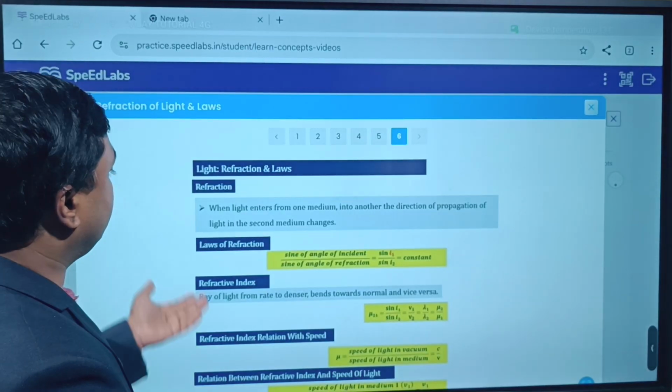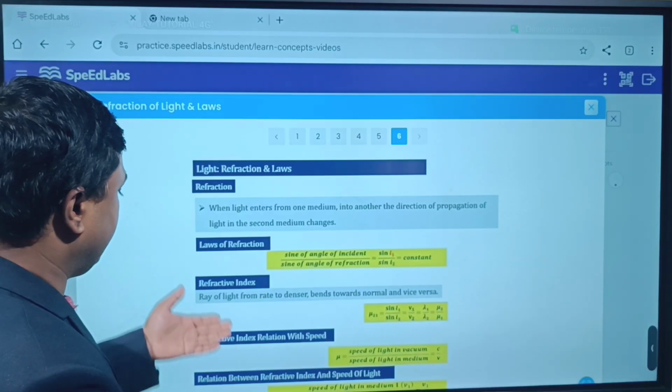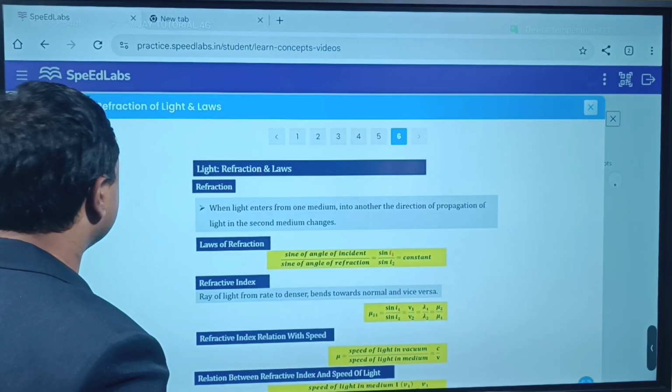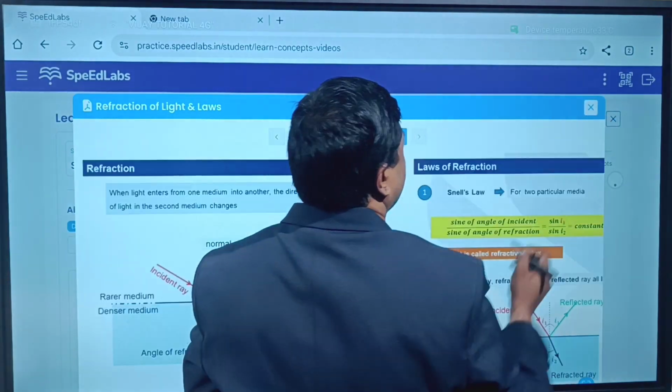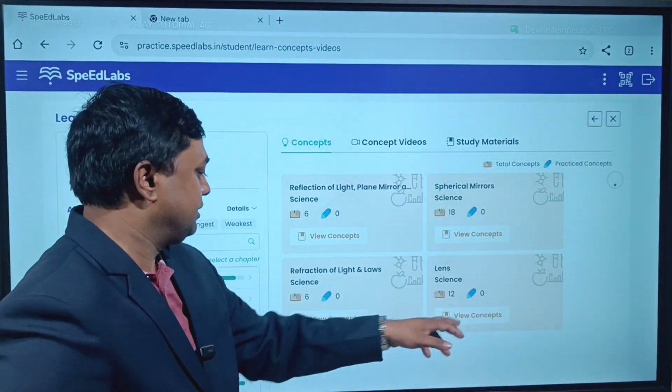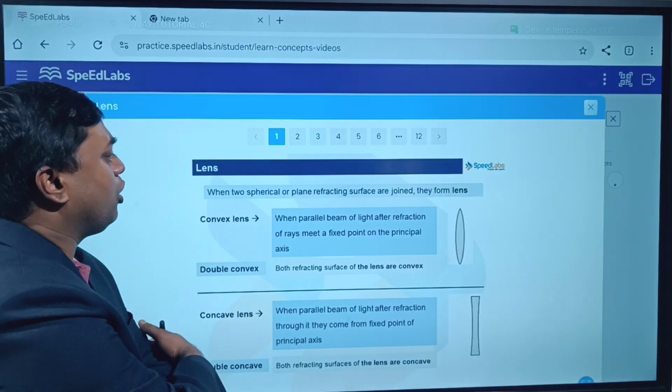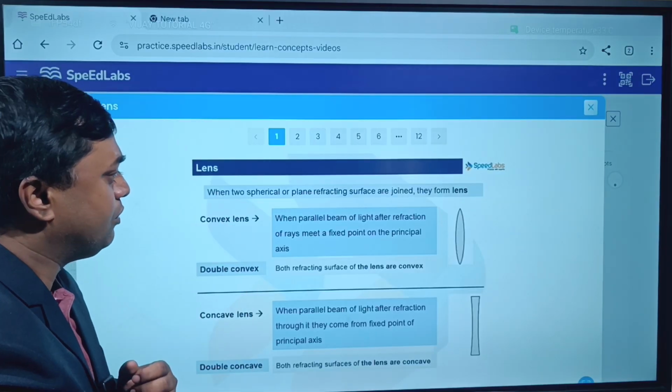There are some definitions you can go through. Just now I explained. Now let's see, we talk about the lenses. When two spherical or plane refracting surfaces are joined, they form a lens.